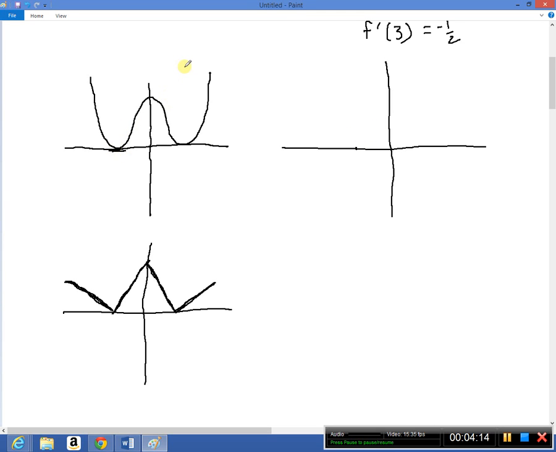So if this is your graph of f, then the graph of f prime is going to have a 0 value right here. And you'll have a 0 value right here too, because you've got a horizontal tangent line there. So the derivative will be 0, and the derivative will be 0 here.